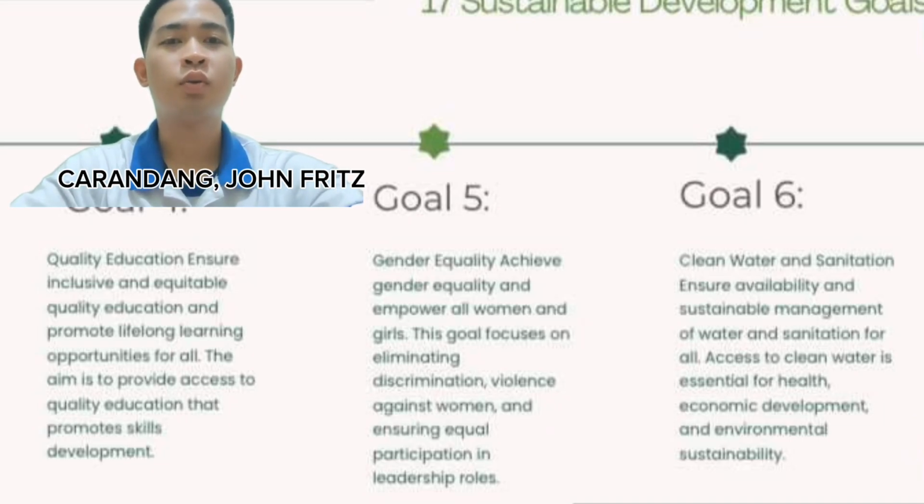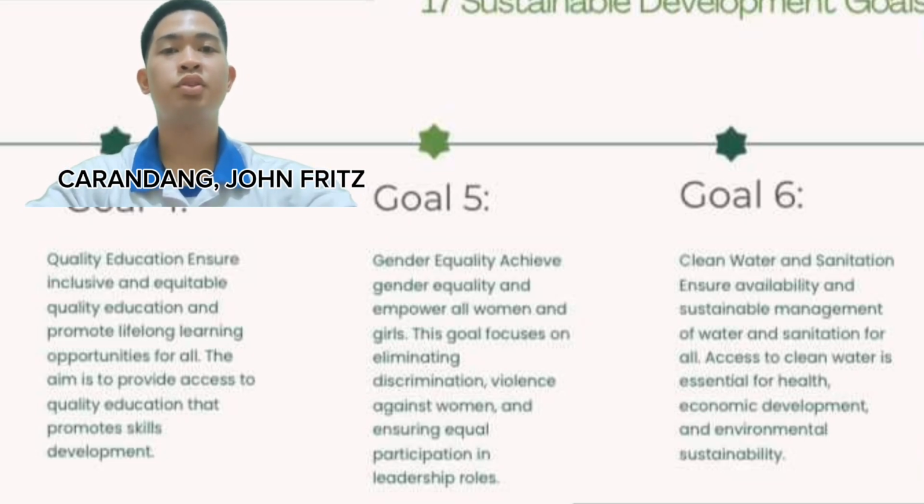Goal 4. Quality education. This goal seeks to provide equitable access to quality education and promote lifelong learning opportunities for all individuals. Regardless of their background or circumstances, it is aimed at improving literacy rates, developing critical skills, and ensuring that education systems are inclusive, gender responsive, and adaptable to future needs.